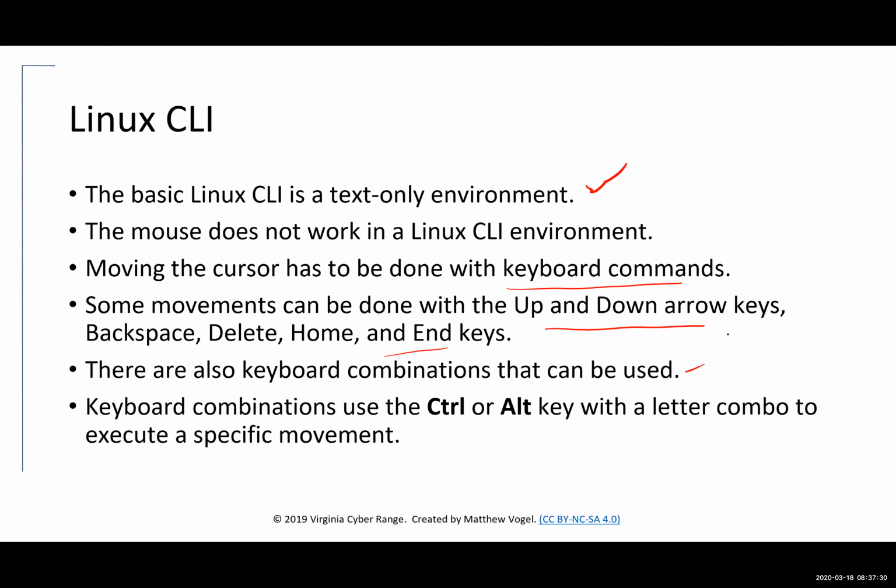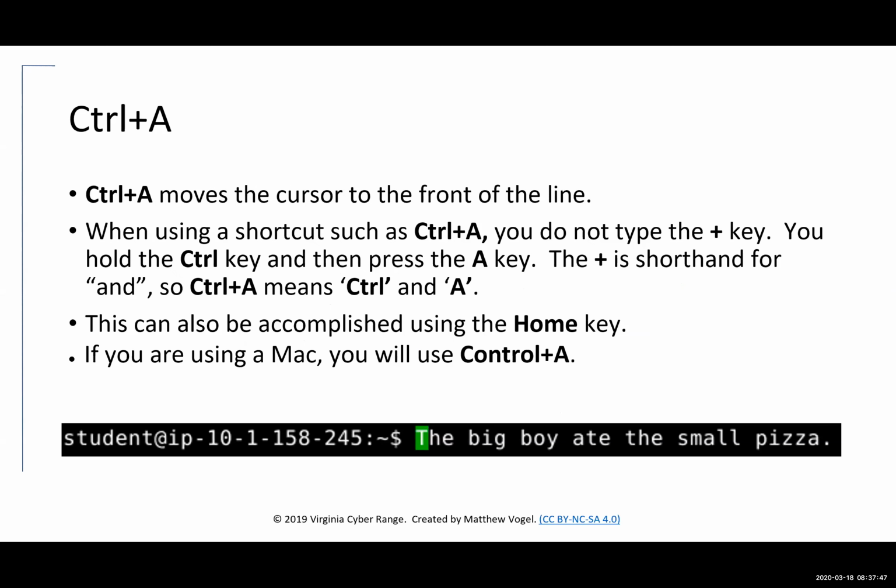So we'll look at some keyboard combinations to do some basic things and some more interesting things. The keyboard combinations use the Control key or the Alt key to do the thing that we need to do, and we'll jump through all of them. We'll start at the beginning. Control A moves the cursor to the front of the line.